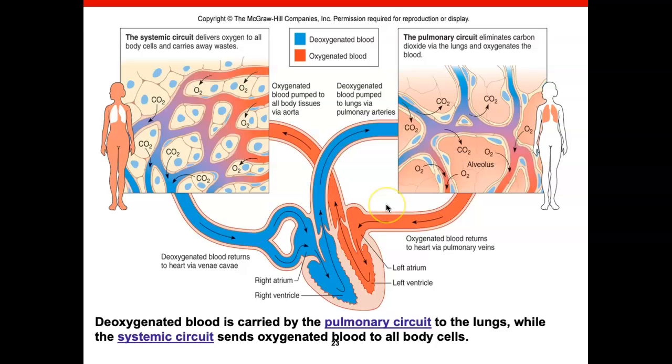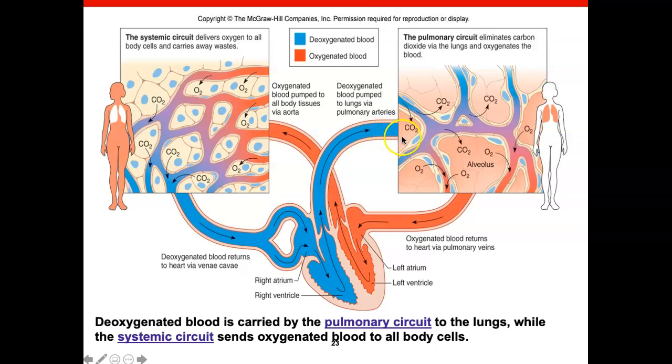Here is a whole shot of the pulmonary circuit and the systemic circuit. The right side of the heart is involved in the pulmonary circuit. The deoxygenated blood enters the right atrium, goes to the tricuspid valve, enters the right ventricle, and then goes out a pulmonary trunk. There is a valve that guards that pulmonary trunk called a pulmonary valve. Again, the valves are preventing backflow.